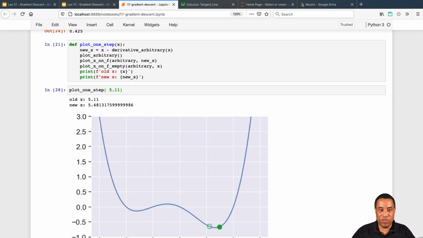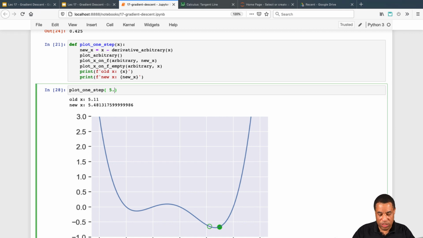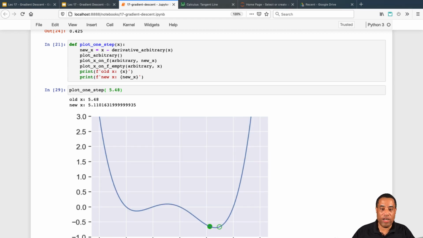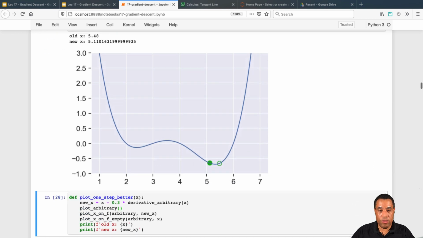What's happening here? You can see we're oscillating. We're now back at 5.48. Weren't we just here at 5.48? We were. Okay, and now we're back at 5.1. So we're just oscillating back and forth. We're not actually finding the minimum. And the problem here is we're taking too large steps. Our steps are causing us to overshoot where we need to be for finding the minimum.